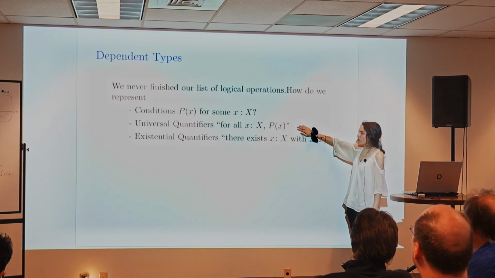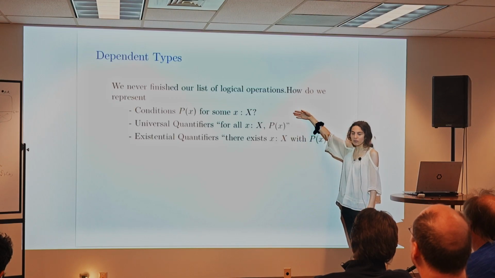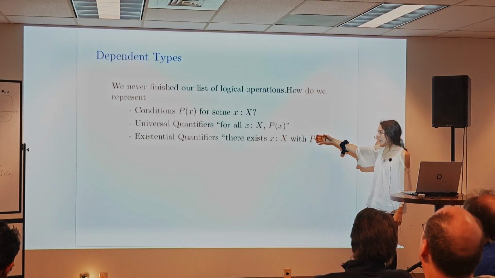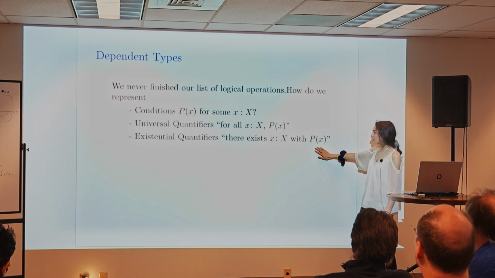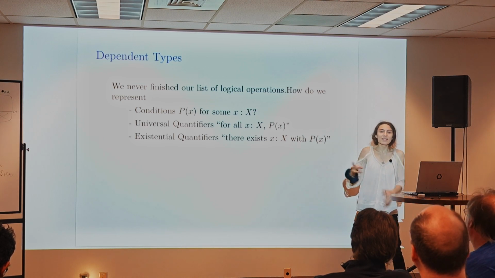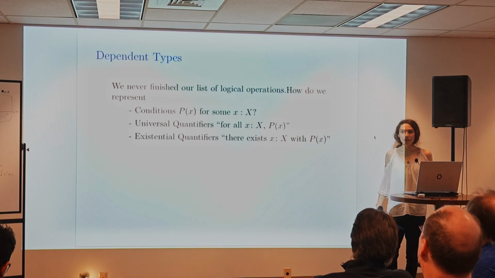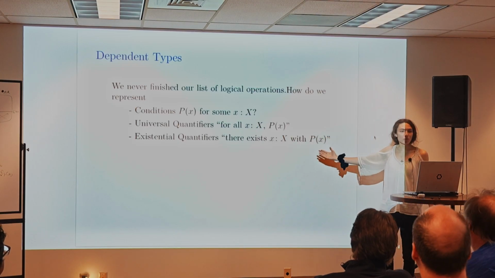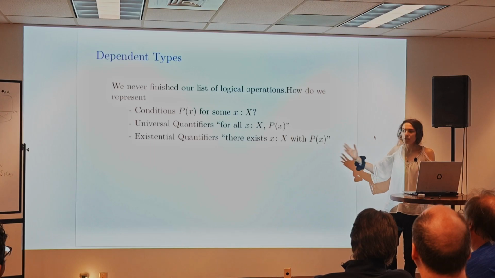We need universal quantifiers that say, okay, we have our conditions. Can we say that that condition is always true on that type? And we need existential quantifiers to say that, okay, I have this condition. Is that condition ever satisfied? These seem like reasonable things? Anyone have any guesses how we're going to do this? Have I foreshadowed at all?